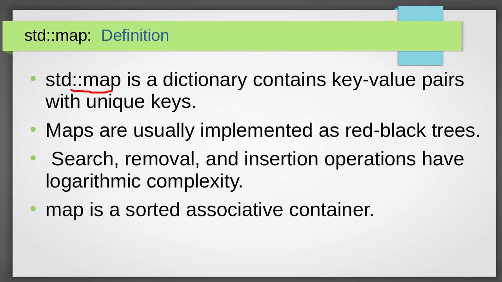std::map is a dictionary that contains key value pairs with unique keys. So it's a collection of pairs, each pair mapping a key to a value. Maps are usually implemented as red-black trees. A red-black tree is a type of self-balancing binary search tree, and because the map is implemented using a self-balancing binary search tree, it means that search, removal, and insertion operations have logarithmic complexity, log n.